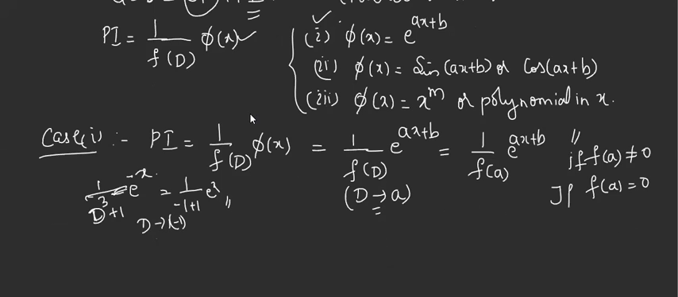Now suppose f of a equals 0. Then what we have to do is multiply the numerator by x and differentiate the denominator. If you differentiate f of d, it becomes f dash of d. Why am I doing it? If the denominator converts to 0, multiply the numerator by x and differentiate the denominator with respect to d. For example, suppose now this is 0, confirmed?